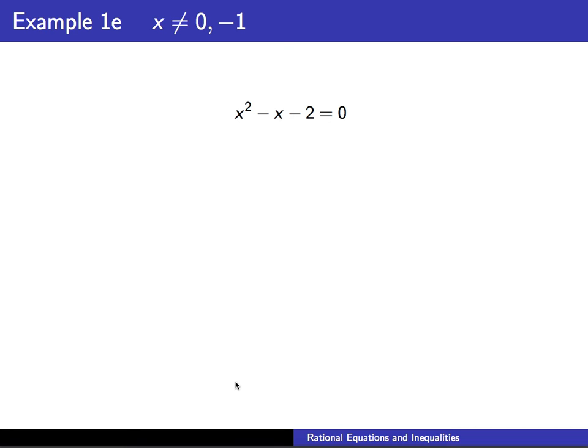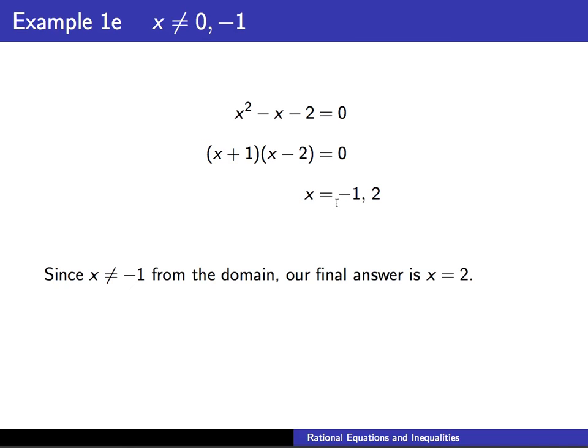This is factorable. It factors as x plus 1 times x minus 2. So if we set each factor equal to 0 and solve it, we'll get x is negative 1 or x is 2. Now, in the beginning of the problem, we stated that x cannot equal 0, nor can it equal negative 1, because we'd get a 0 in the denominator. So this negative 1 is an extraneous solution, meaning our final answer is going to be just x equals 2, because again, we can't have a negative 1 for x. That would cause a 0 in the denominator, and that's no good. So final answer for this one is x equals 2.